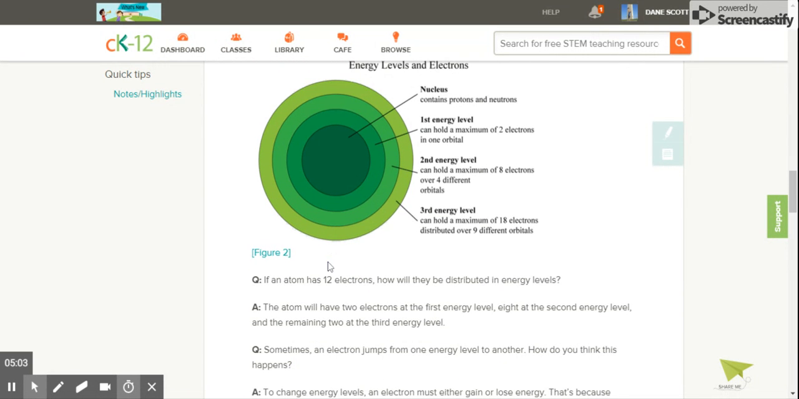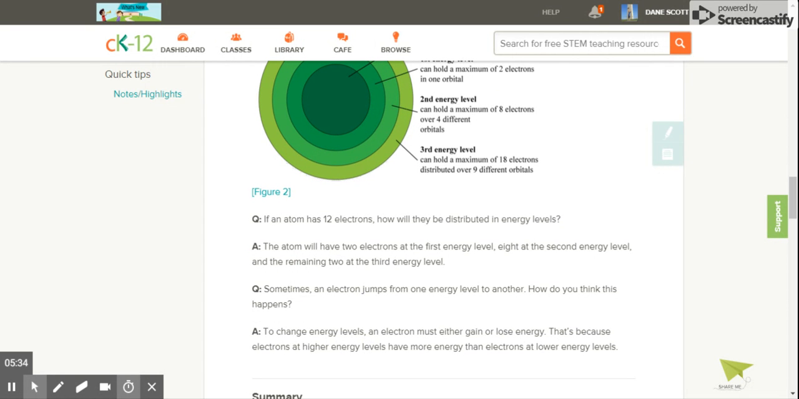So, question. If an atom has 12 electrons, how will they be distributed in energy levels? So if we're looking at our periodic table, we can see an atom that has 12 electrons. That looks like it's going to be magnesium. We'll have 2 here in the first level, and 8 here, that's a total of 10, and 2 in the outer shell. So we have 2, 8, 2. So the answer, the atom will have 2 electrons in the first, 8 in the second energy level, and 2 in the third.